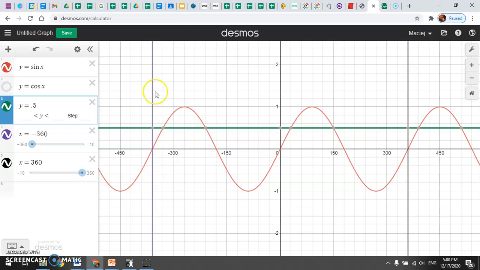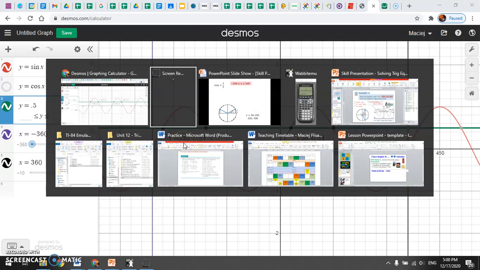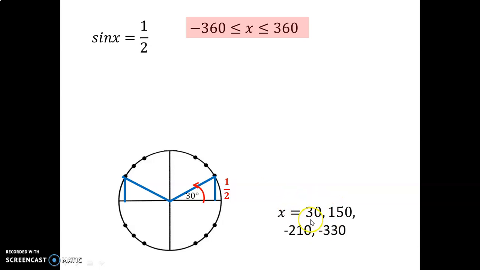Again, there's 360, there's negative 360. So we have our limits of the angle, and here are the angles that give us half. And we can see there's 30 degrees, we saw that. There's 150, there's negative 210, and negative 330. And that matches our 4 angles here that we saw in the unit circle. Great, that's fantastic.